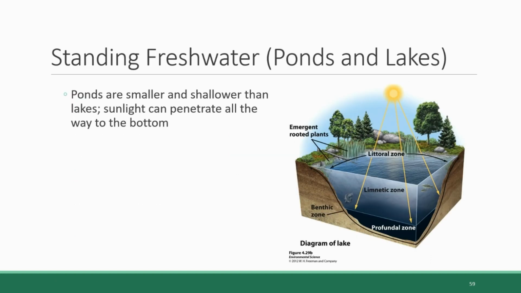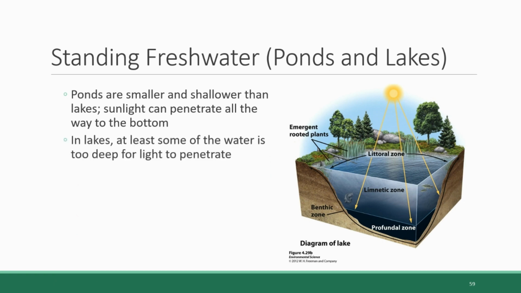And the distinction between ponds and lakes is that ponds are smaller and shallower, and this means that sunlight can penetrate all the way to the bottom of a pond, whereas in lakes, at least some of the water is too deep for light to penetrate. And you probably remember from the last section that in the ocean, the availability of sunlight was a significant determinant of what the food chain looked like in a marine biome. So, likewise, in lakes, there are also distinct biomes that exist based on sunlight availability.